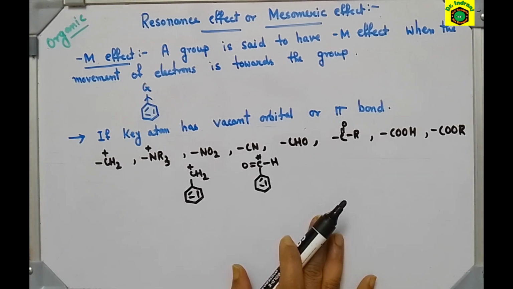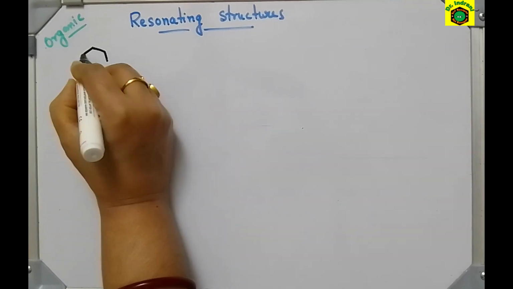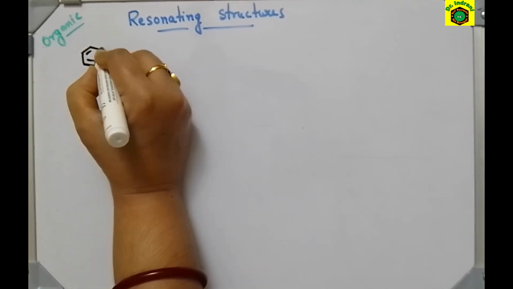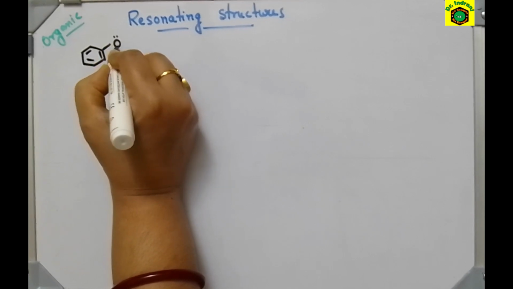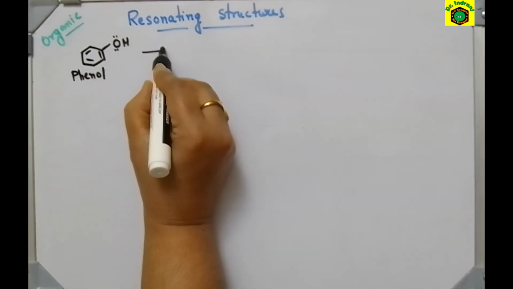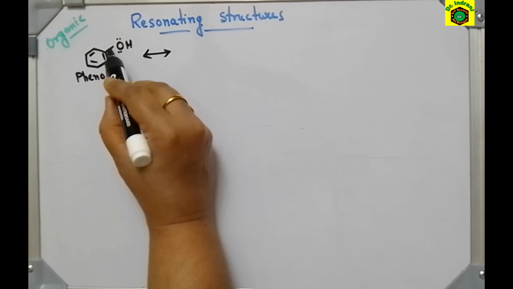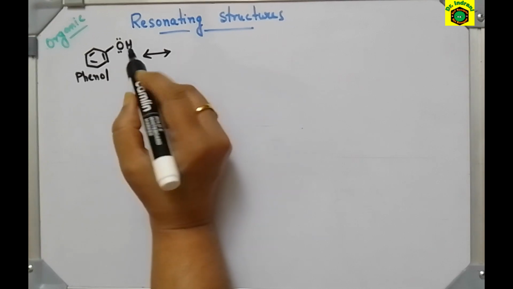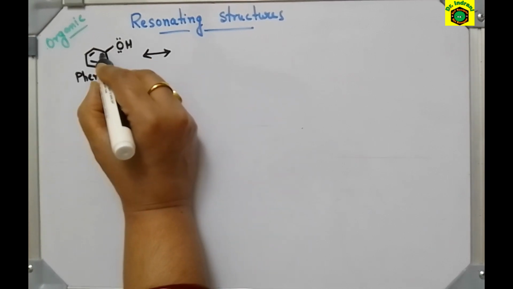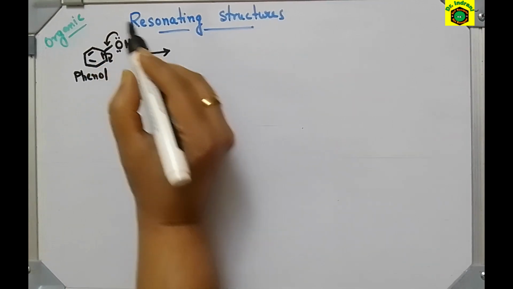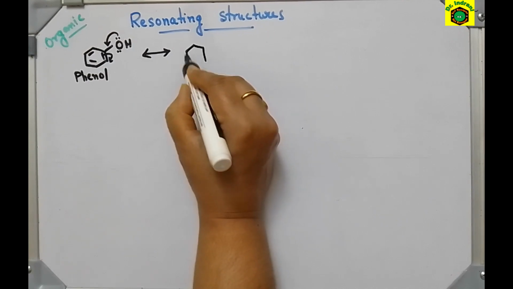Now we will draw resonating structures of some compounds. First one is phenol. We will draw resonating structures of phenol. This is phenol. Now see here, double bond, single bond, lone pair, all those are in conjugation. Here also conjugation is present. So what we have to do? We have to shift this pi bond. It will be shifted here. So next resonating structure.